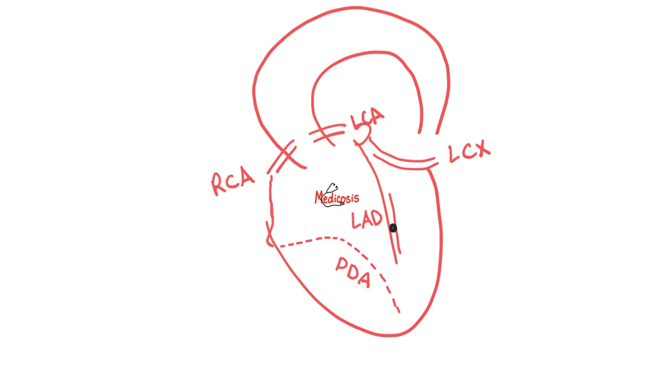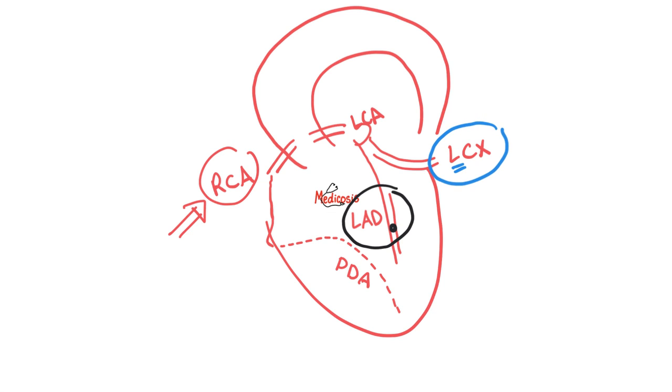Name the artery that supplies the inferior wall of the heart. In most cases, it's the right coronary artery. This is called the right dominant circulation. Name the artery that will supply the anterior wall of the heart. This is the left anterior descending artery. And please name the artery that will supply the lateral wall of the heart. It's the left circumflex artery. That's it for the ascending thoracic aorta.